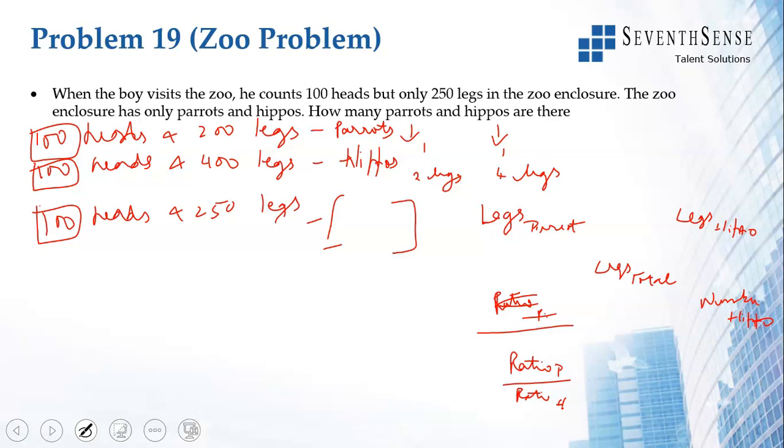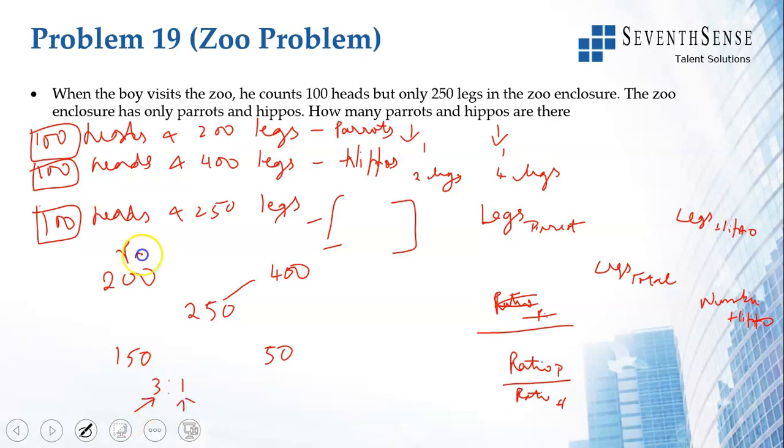Now, legs of parrot, if it was only parrots, would have been 200. If it was only hippos, would have been 400. Now you have 250. Taking heads, like I said, all of them have only one head each. So taking the legs will help us to solve how many parrots and hippos are there. Here, when you do mixtures and alligations, you get 150. Here, 250 minus 200, you get 50. When you take this ratio, you get 3:1, which means parrots and hippos are in the ratio 3:1.